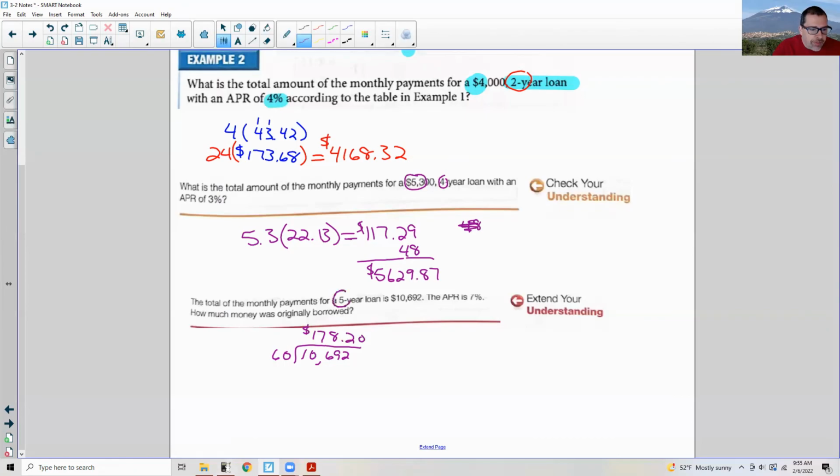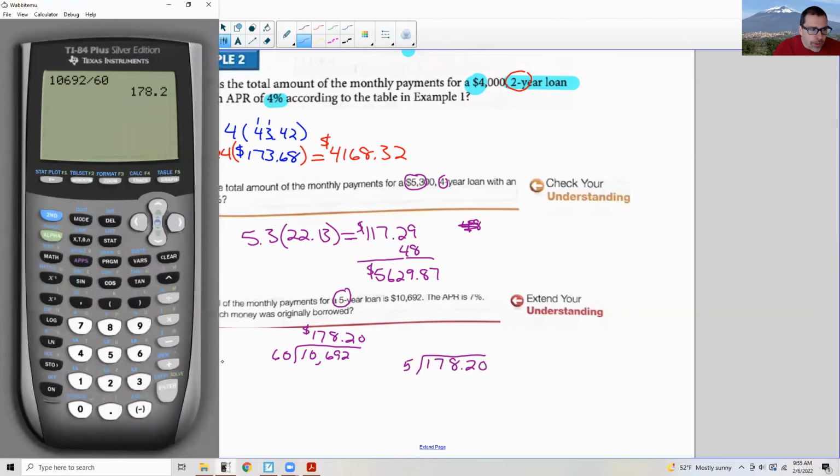It is a 5-year loan. So now I have to take that $178.20 and divide that by 5. Okay, so I'm going to take that $178.20 and divide it by 5, because that's 5 years. Or not 5, hang on. What am I doing? Let's hold that thought.